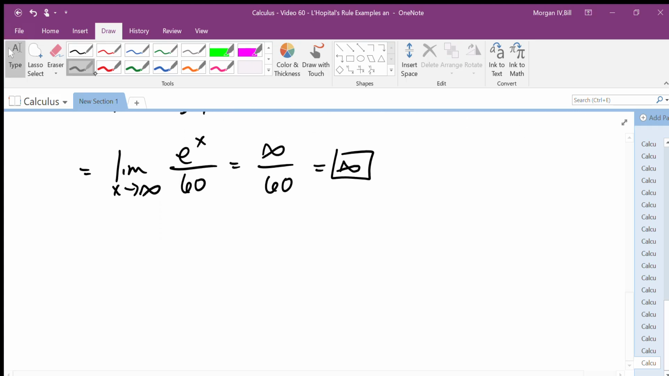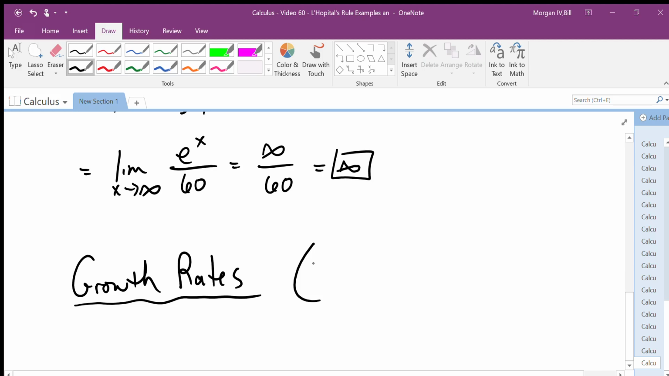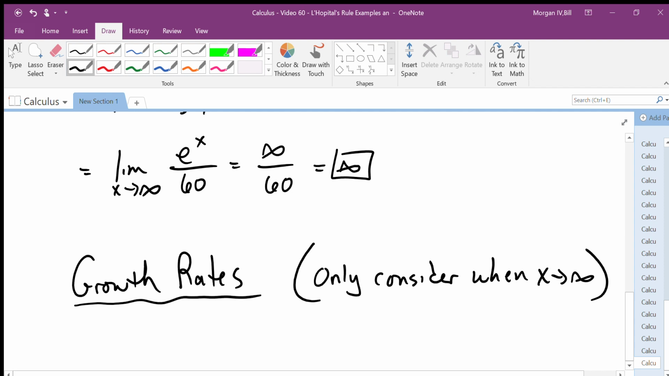Let's talk about growth rates a little bit more. Growth rates, and we're only considering growth rates when x is going to infinity. Not when x is going to 0 or 1 or 4. It doesn't work like that. So only when x is going to infinity. Only when x is getting bigger and bigger and bigger can we consider growth rates.